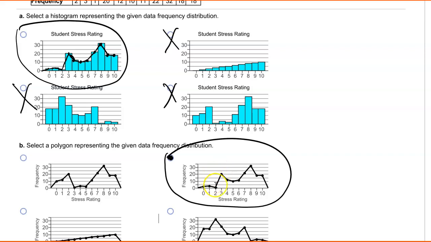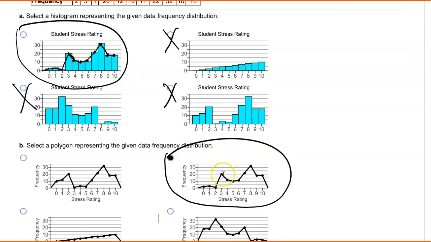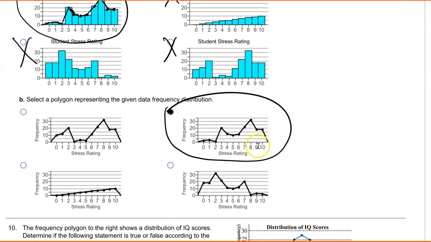Why? If you look at this peak here, this is for 3. For 3, stress level is 20. That's what we match here. Okay. For 8, stress level is 32. You can see that for 8, stress level is 32. So it's just above 30. Then this is supposed to be 32.